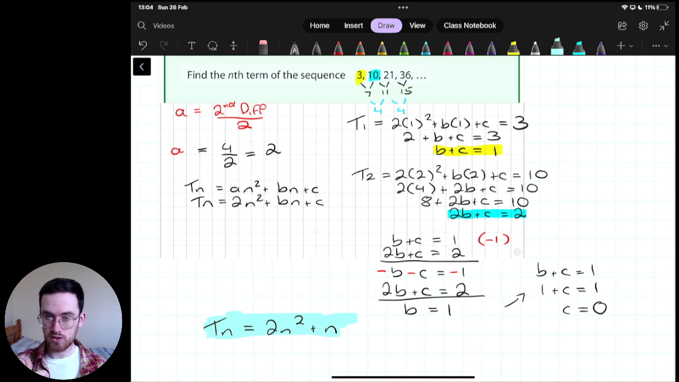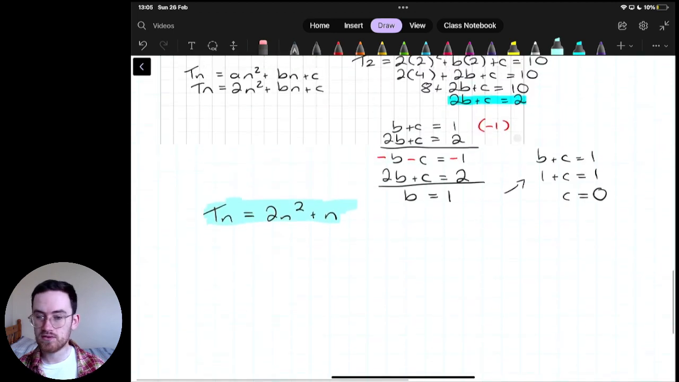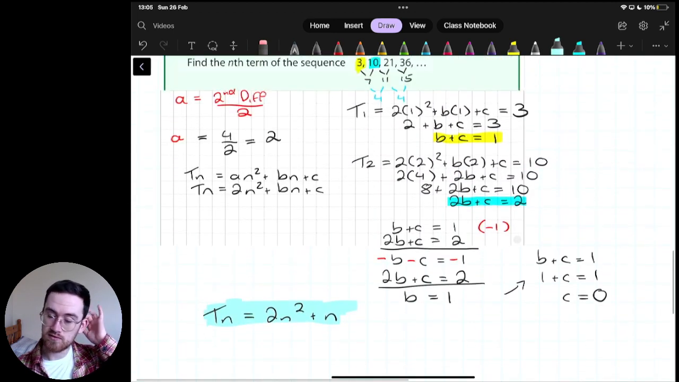So first of all, knowing for definite which type of sequence it is, so knowing that it's a quadratic sequence, being able to sub in your value of n, and using that then to find out those other values, b and c, using your simultaneous equation. And then that gives you your general formula for the quadratic. So Tn is equal to 2n squared plus n. And then if we wanted to find any particular term in this sequence, we could just sub in for n. So if we wanted the 5th or 6th or 7th, we could just sub in for those values of n.